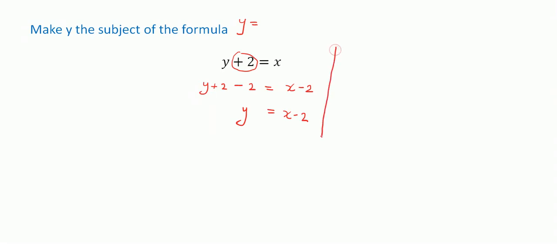Now some people will teach you it like this, let's say we have y plus 2 is equal to x. They'll say, in order to make y the subject of the formula, we need to move plus 2 to this side of the equation, and if we move plus 2 to the right hand side it becomes minus 2, so therefore it becomes y is equal to x minus 2. Okay, but essentially what you are doing is subtracting 2 from both sides of the equation.